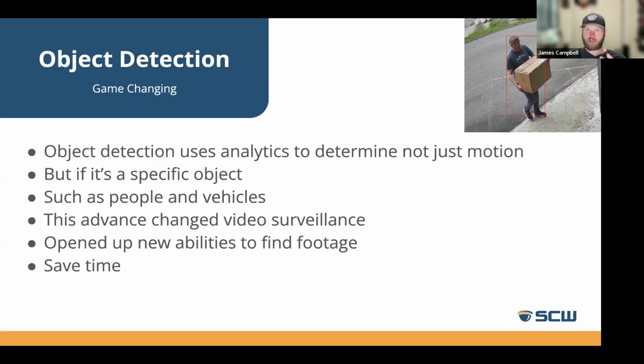And this really changed what video surveillance could do. Like I said before, we used to not want to set up motion alerts because of what you would get with them. Now that the cameras can detect, hey, that's specifically a person, hey, that's specifically a vehicle, and it can ignore all the noise, the rain, the snow, all that kind of stuff, it really opened up new possibilities to find footage, get better notifications, save time, etc.